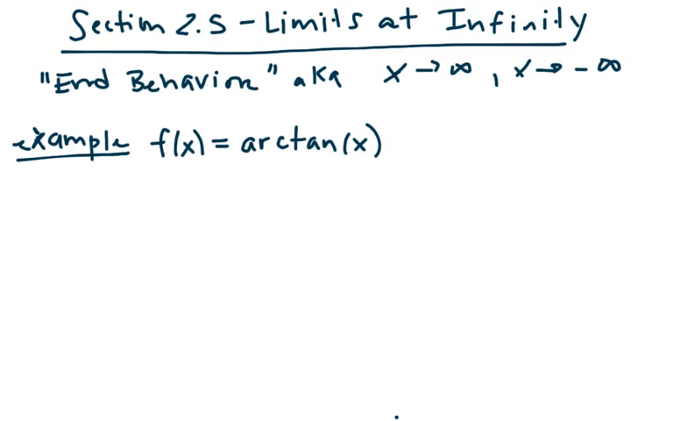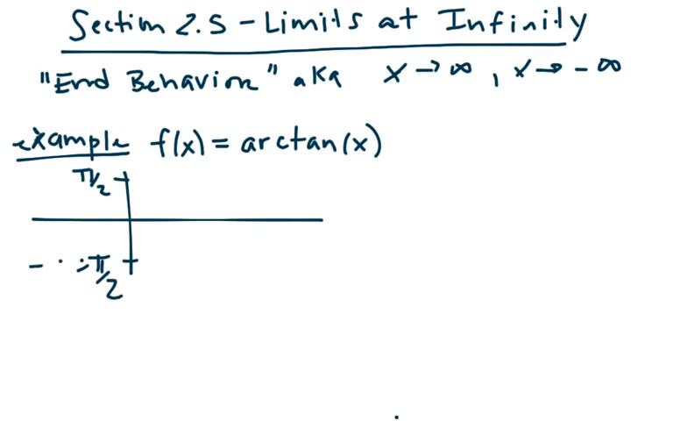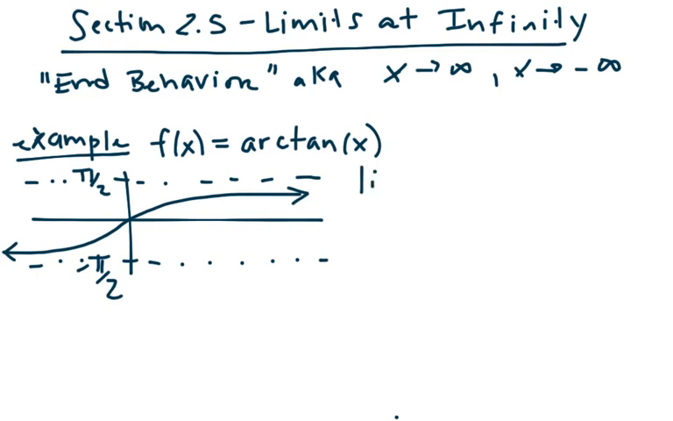So if you recall from trigonometry, arctan of x has a range of minus pi over 2 to pi over 2. I'll just draw that as kind of a dashed line. And it looks like kind of an elongated S shape. And so here there are two horizontal asymptotes, two end behaviors. I'm going to write it in calc terms now.